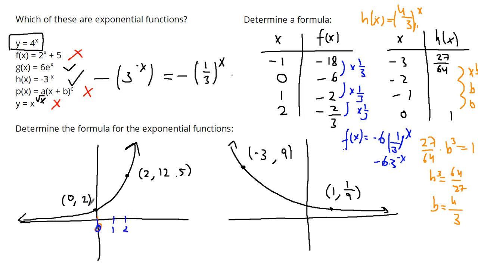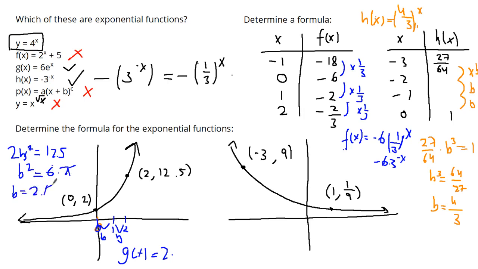We already have our initial value, it's 2. So let's say g of x is equal to 2 times something. What's the something? Well, we have 2 times b times b, so 2 times b squared is equal to 12.5. So b squared is 6.25, and if you work that out, b is equal to 2.5. It might be negative in other contexts, but not in this one, because it's increasing. So g of x is equal to 2 times 2.5 to the x power.